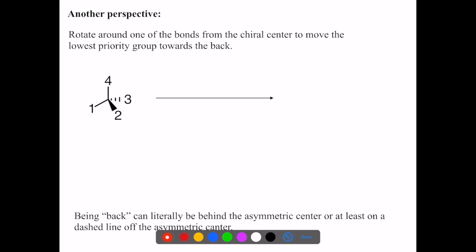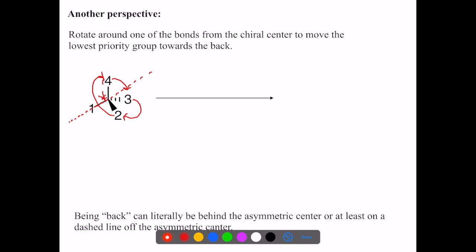Here's another way to look at this. We want to get the low priority group in the back. And one thing you can do is create an axis of rotation. So here I'm going to rotate along this bond between the chiral carbon and the high priority group in this case. There's nothing special about the high priority group. It's just that that's located along this axis. And if I rotate it, 4 comes down to here, 3 goes from the back to the front, coming out at you, and 2 rotates up top.